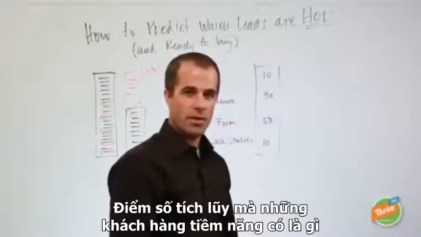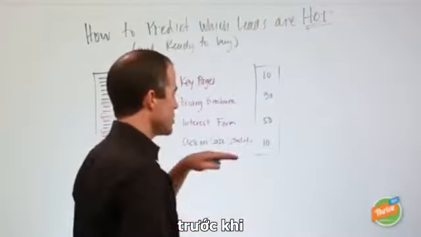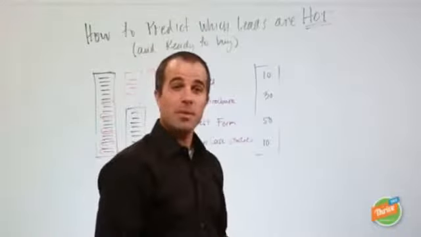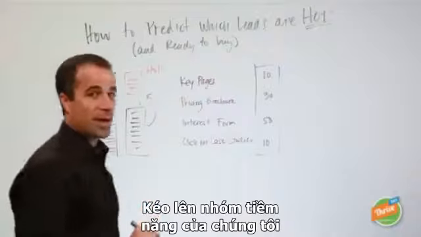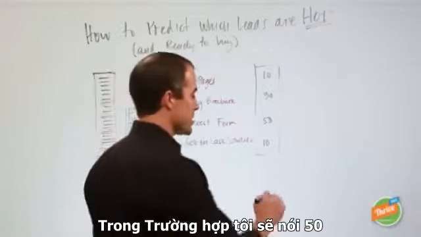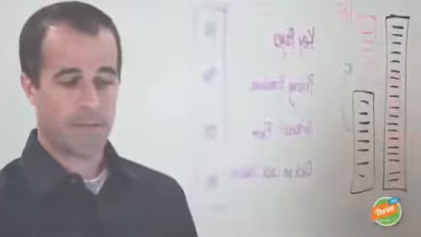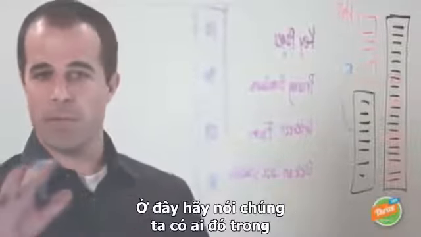And then we want to ask ourselves the question, okay, what is the cumulative score that a lead needs to be at before we decide to move them from our regular pool up into our hot pool? So in this case, I'm just going to say 50. Okay? And now we'll use a little bit of an example here.